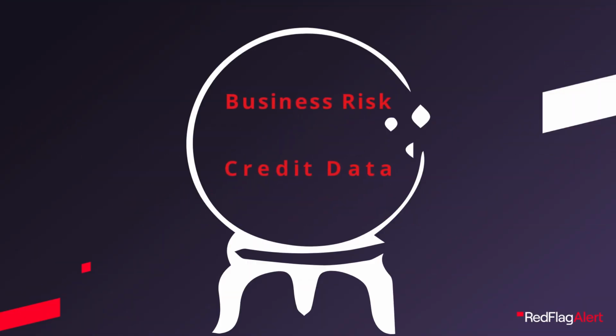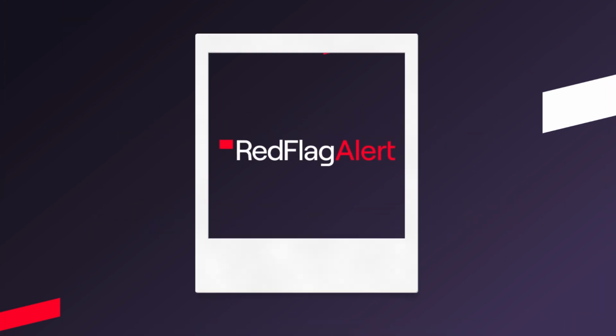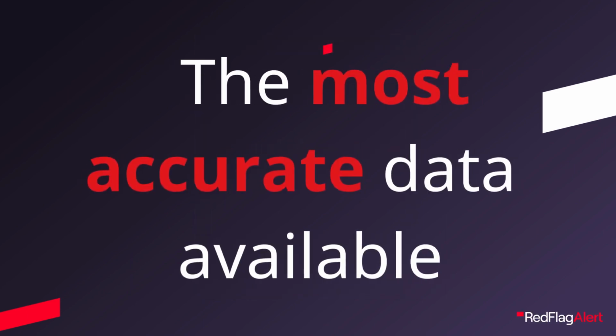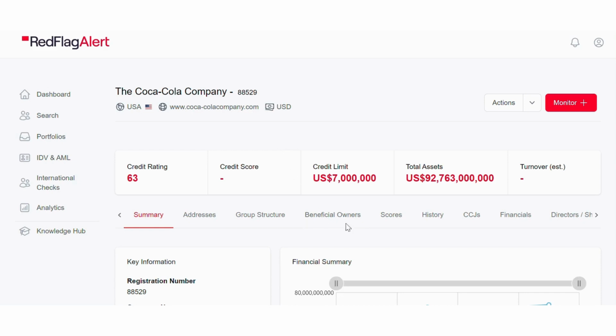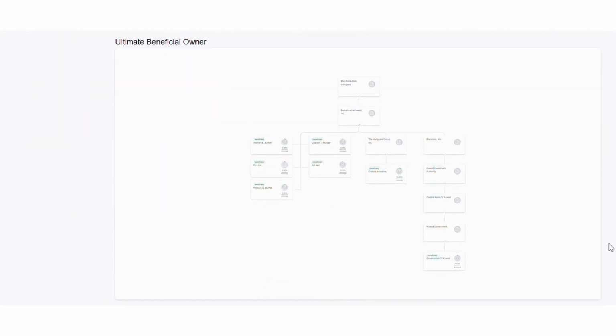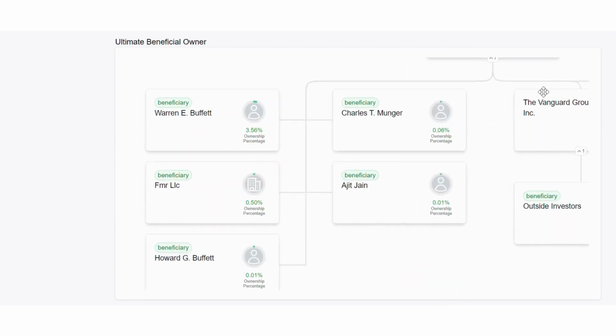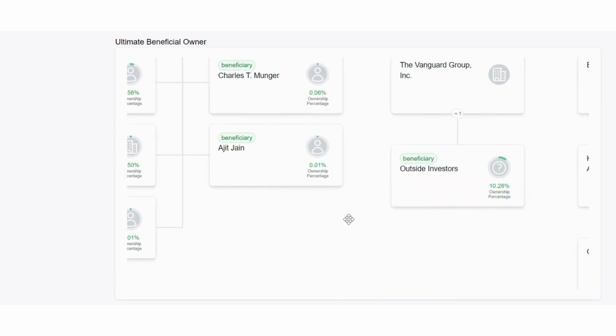At Red Flag Alert, we are on a mission to demystify business risk and credit data. We think that you shouldn't need specialist training and years of experience just to understand a business report. We also believe that to make informed decisions, you need the whole picture, made of the most accurate data available. We brought this ethos to redesigning how UBO data can be displayed and interrogated by our customers. The result was a revolutionary new way to deliver UBO structures that both simplifies how they are displayed whilst providing more detail than the rest of the market.